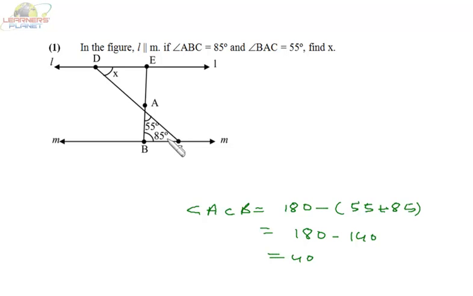Now angle X and this angle, both of them are alternate interior angles, isn't it? So if this angle is 45 degree, this angle will be also 45 degree. So angle X is equal to 40 degree. If this angle is 40 degree, this angle will also be 40 degree since both of them are alternate angles. Okay, so quite simple.